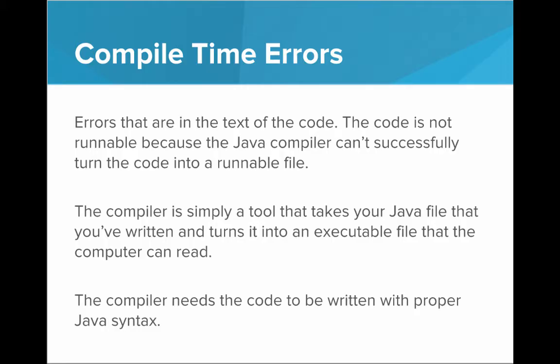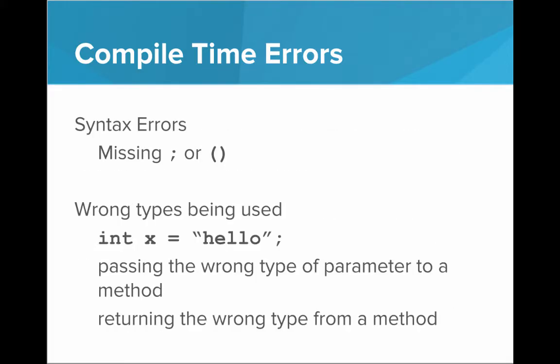Now, what do I mean when I say compiler and runnable file? So the compiler is simply a tool that takes the Java code that you've written and turns it into an executable file that the computer can actually read. It turns out that when your program is running, the computer is not actually reading the Java file line by line. It's actually a different file that has been produced from your Java file. The compiler, in order to produce this runnable file, needs your Java file to be written in the proper syntax. So, some of the biggest compile time errors are simply syntax errors.